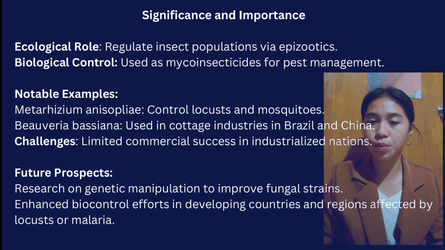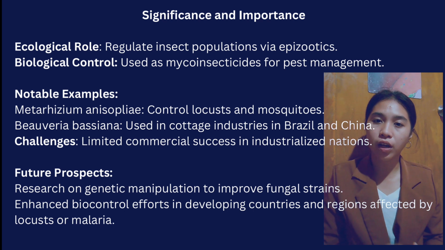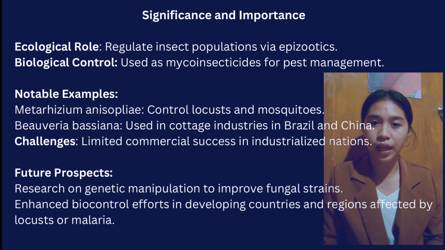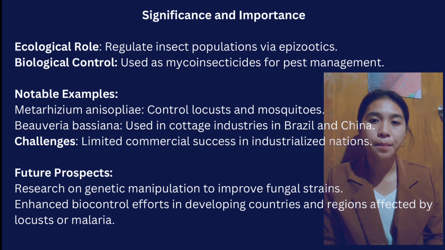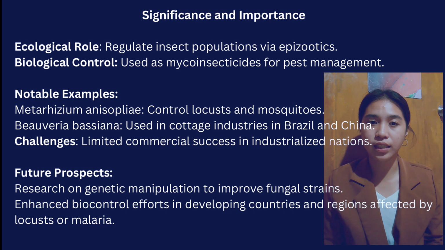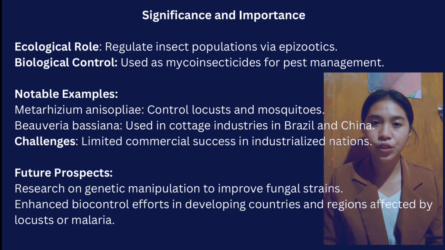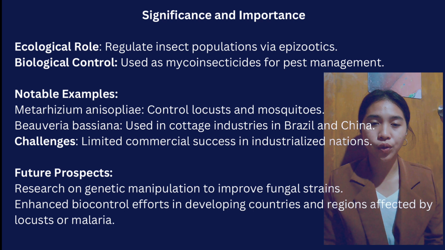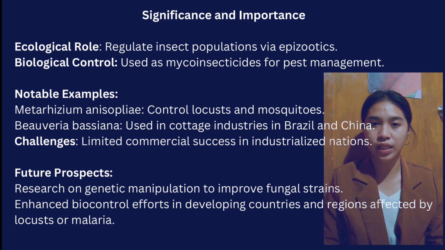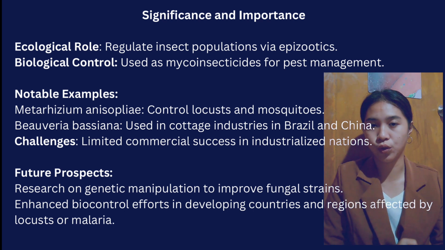This natural regulation supports healthier ecosystems. In pest management, fungi like Metarhizium entomophila and Beauveria bassiana are used as biocontrol agents. These fungi act as natural predators to pests such as locusts, mosquitoes, and agricultural insects. Metarhizium anisopliae is particularly effective against locusts and mosquitoes, while Beauveria bassiana is widely used in countries like Brazil and China for pest control in agriculture.